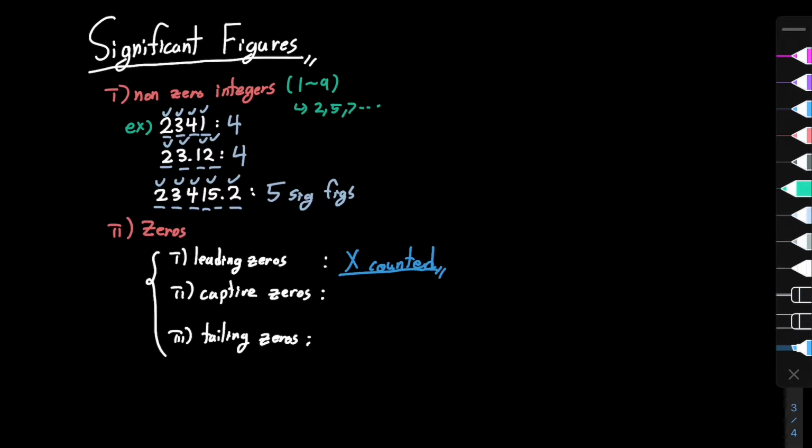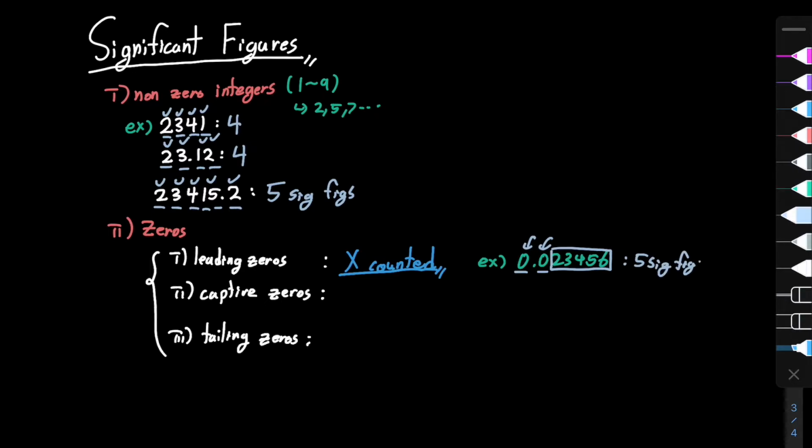So if we have an example of 0.023456, in this decimal number, these 2 zeros will be considered leading zeros. And every single digit after that is an integer. So there will be 5 significant figures.